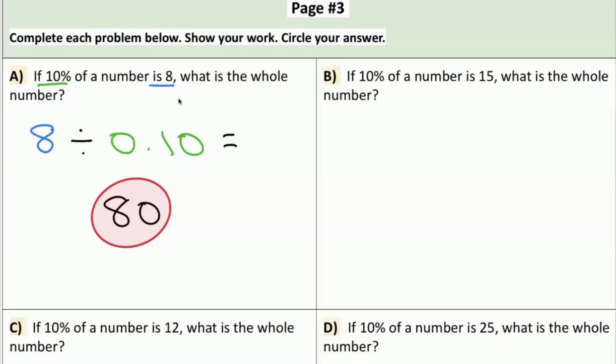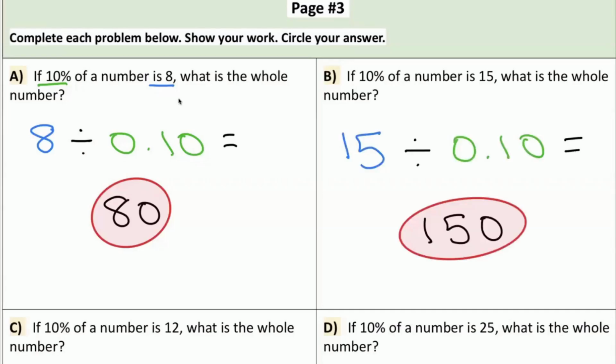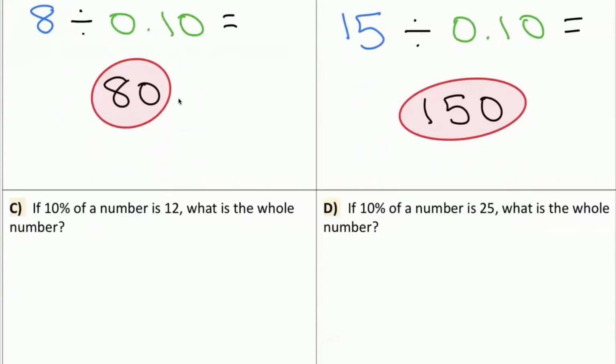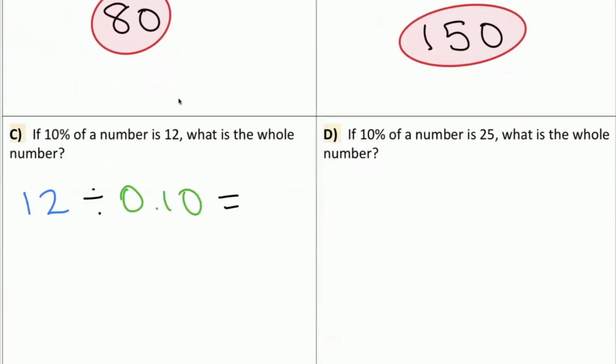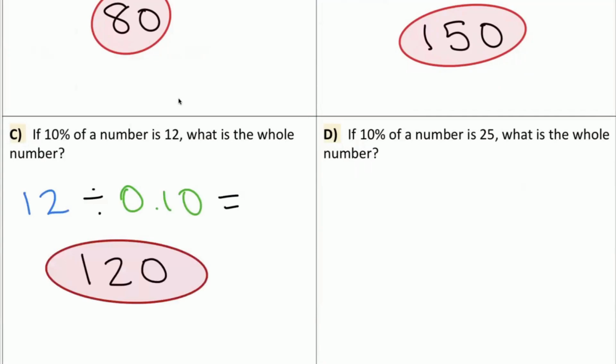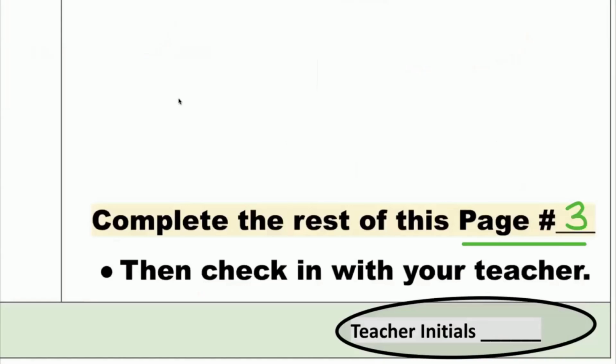Let's check our work for problem B. We'll take our part 15 and divide by 0.10, and you should get 150. For problem C, our part is 12, and we'll divide by 0.10, and we get 120. Pause the video, complete the rest of page number 3, then check in with your teacher. Come back to the video when you're ready for page 4.